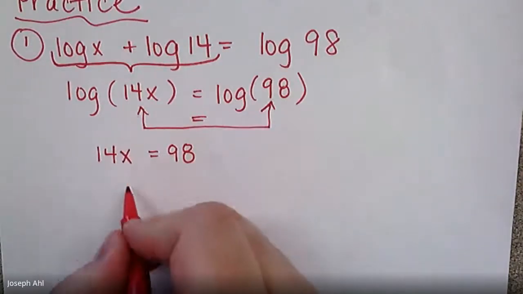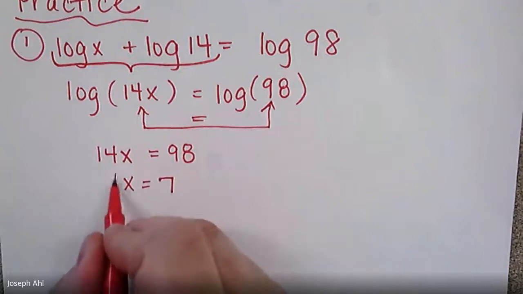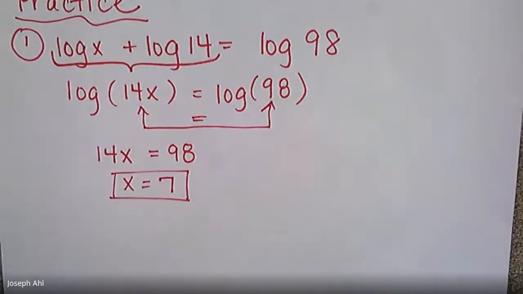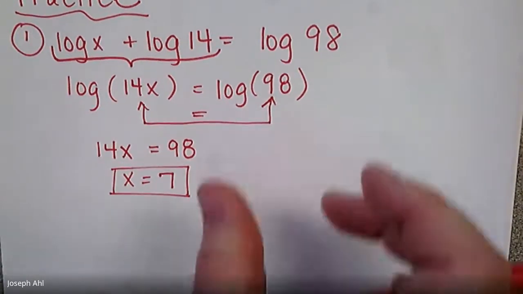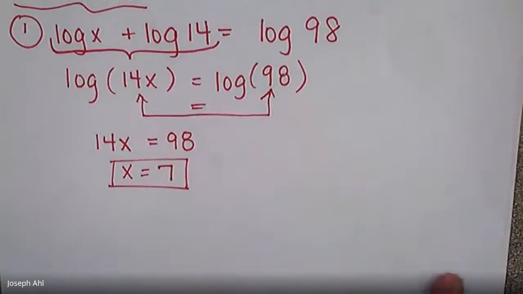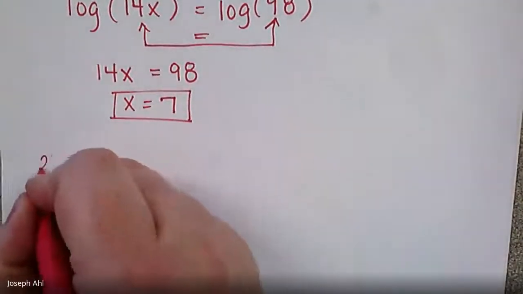And if you divide by 14, you very quickly get that x equals 7. Sometimes log equations can be solved that quickly. I think we've done one similar to this in one of our recaps, but if not, here's our first time seeing that if we condense first, then we can set those inside parts equal. Okay, let's do a slightly different style equation.